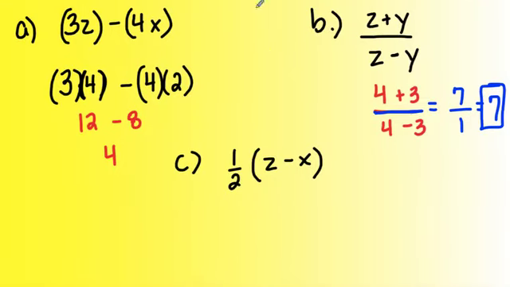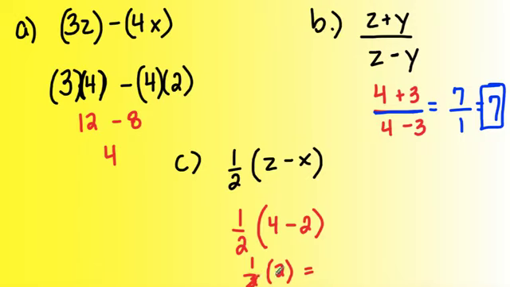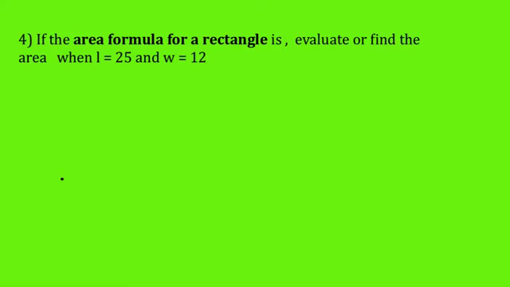All right. Last one, we've got a fraction. So we know that we're going to plug in our values. We're going to substitute in our values. So z is 4 and x is 2. So 4 minus 2. We're going to follow proper order of operations. So 4 minus 2 is 2. So I have 1/2 times 2. The 2's simplify to 1. So our answer, again, is 1. Looky there.